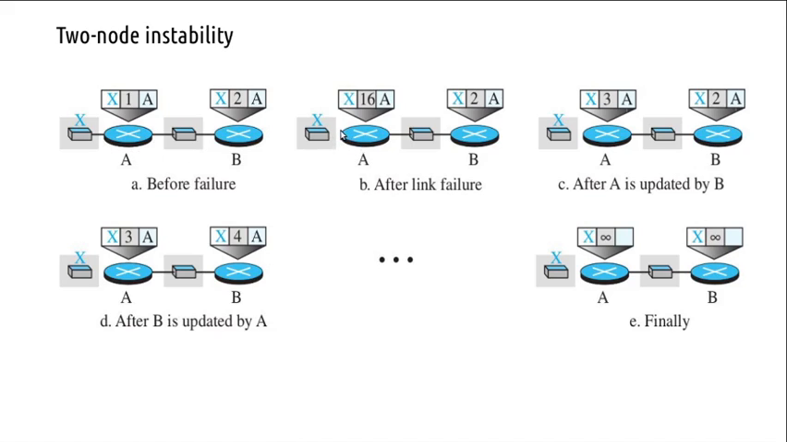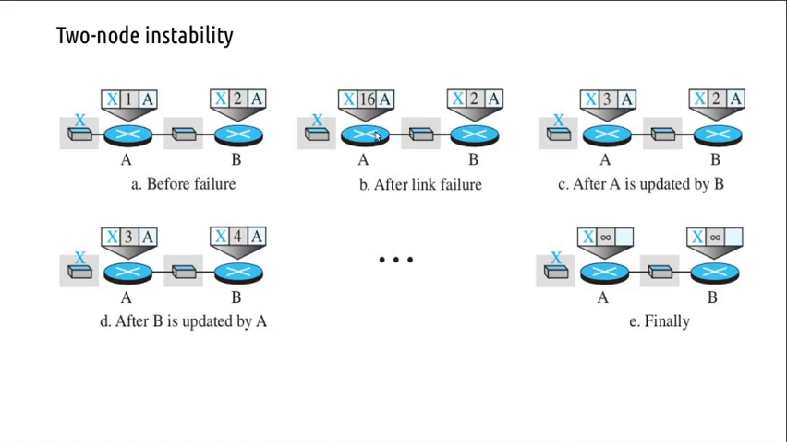So after the link fails, A finds some other way to reach X, and it says 16 is required. It knows that it can reach X through some path which has a cost of 16 other than the direct link.